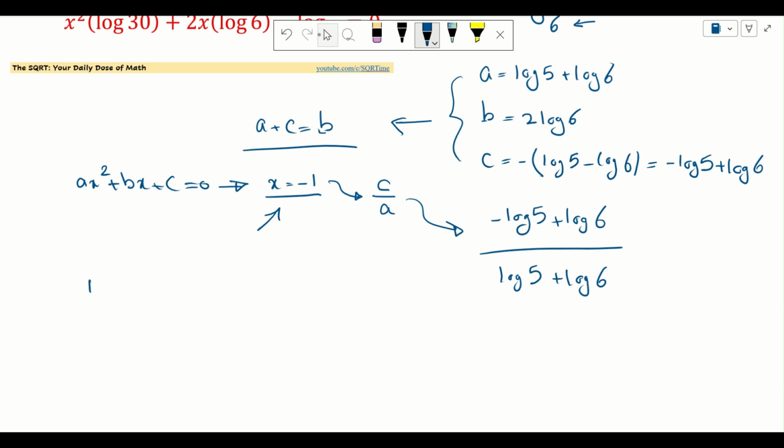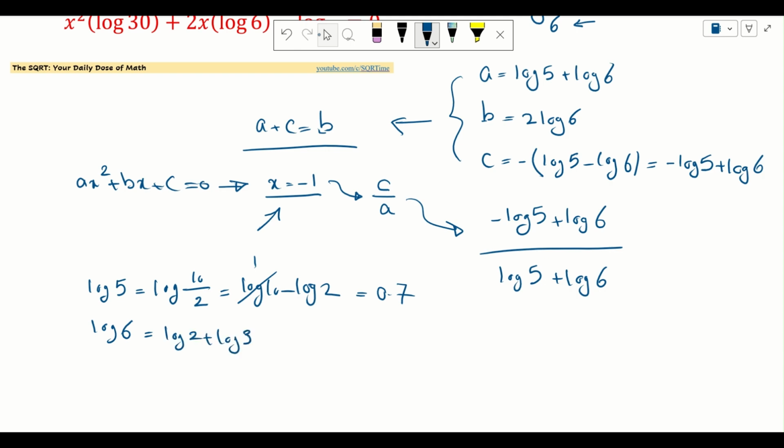First of all, log of 5, the tricky part here is we're going to write it as log of 10 over 2, which is log of 10 minus log of 2, and log of 10 is 1, and we already know that log of 2 is given as 0.3. So at the end, log of 5 is going to be 0.7, and then log of 6 is going to be log of 2 plus log of 3, which is 0.3 plus 0.4, or 0.7.